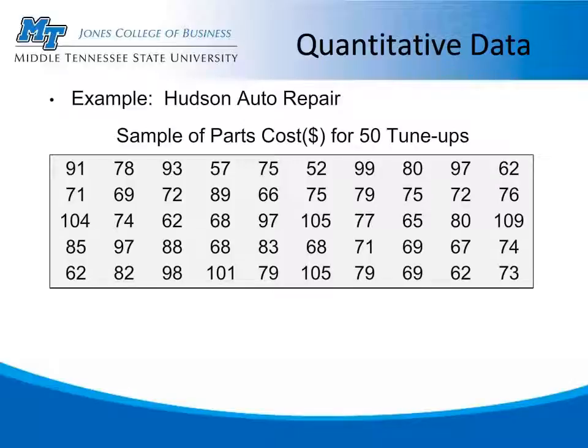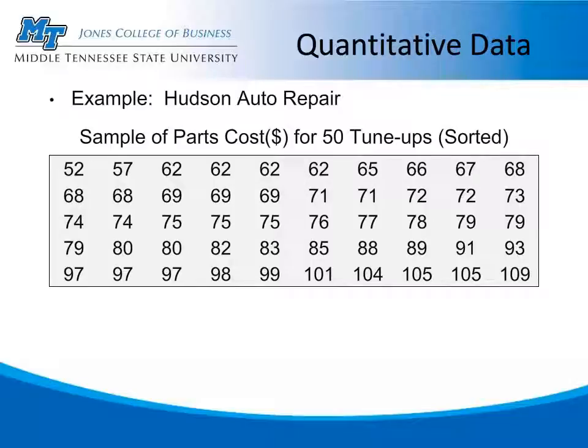Now here we have the 50 cost values for the tune-ups for the Hudson Auto Repair example that we saw back in the Chapter 1 slides. You can't really tell a whole lot about it when it's just in its raw form this way. If you take and sort the data, you can tell a lot more about it. The next slide shows them sorted.